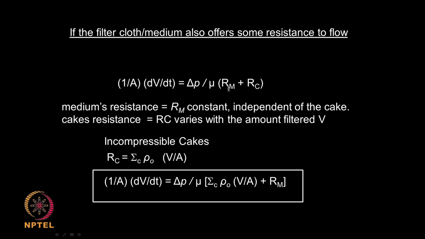Now if the filter cloth or filter medium offers some resistance, then a term gets introduced that is called Rm. Rm is the term which gives you the resistance offered by the filter cloth. If the filter cloth does not offer any, then this will go away, and we will have the direct old relationship which we saw in the previous. Okay, so how do you find out whether the filter cloth offers any resistance or not?